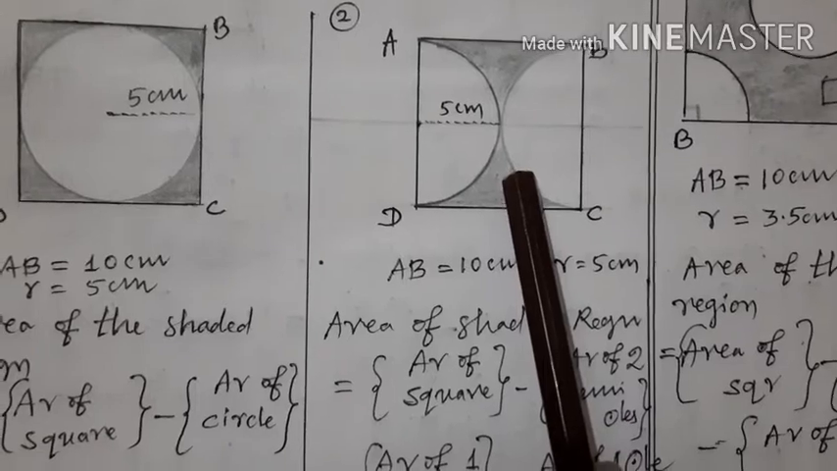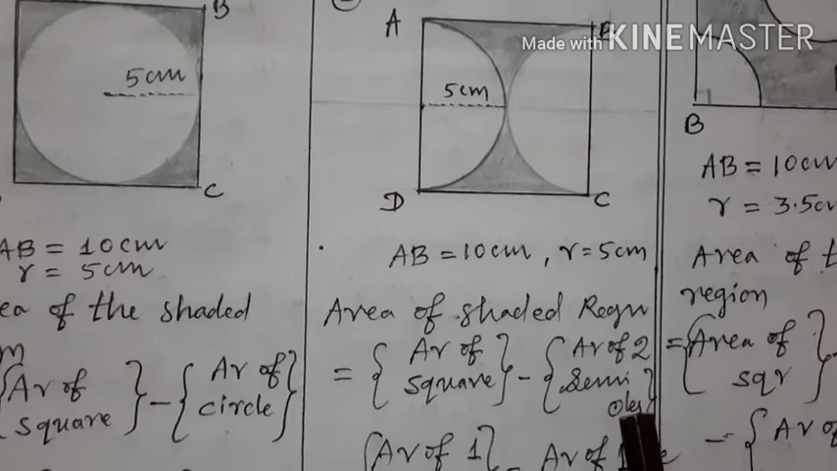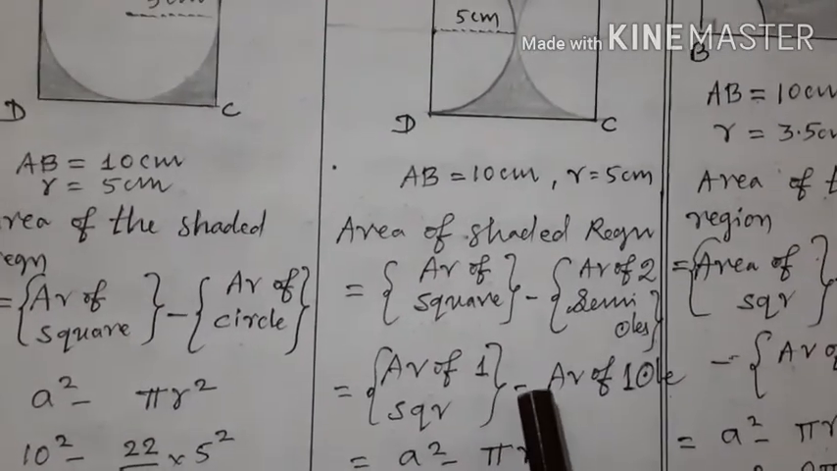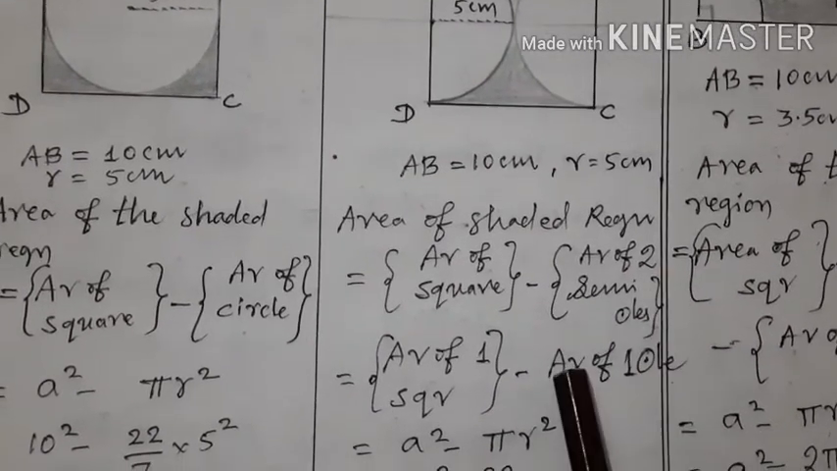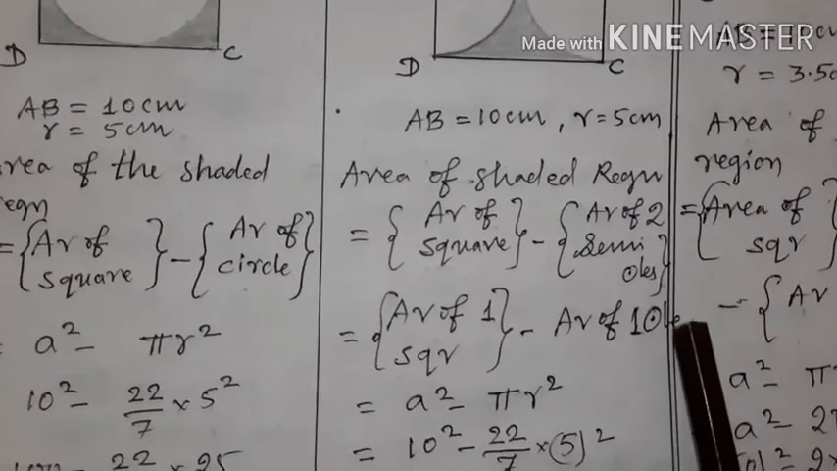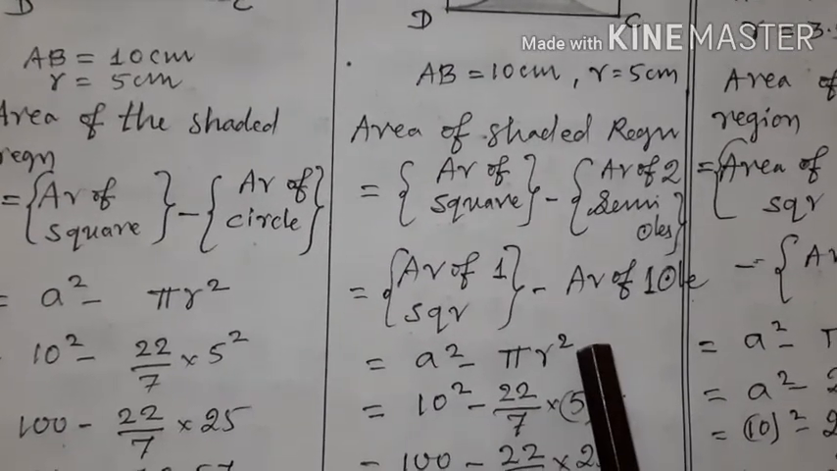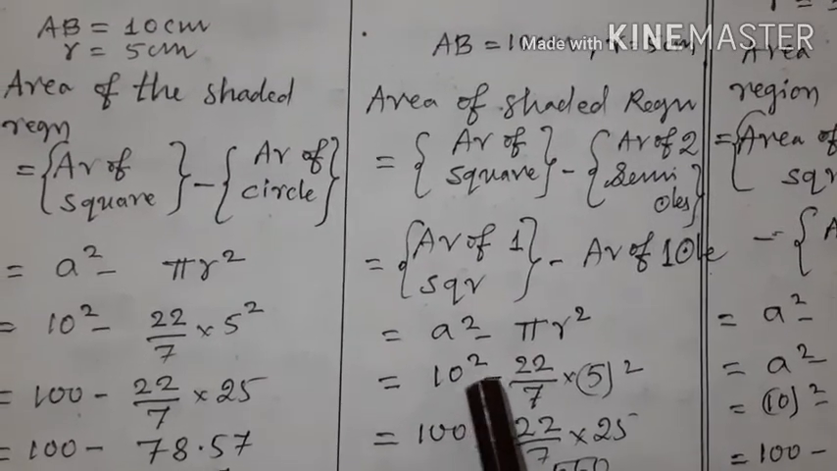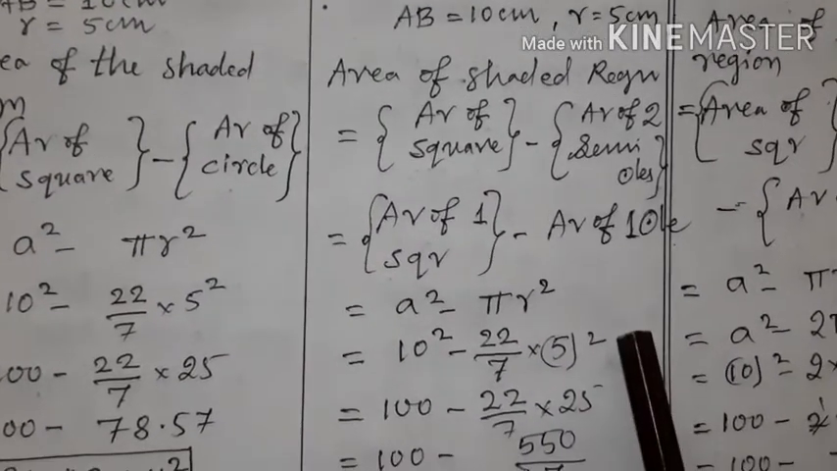Area of the shaded region is area of square minus area of two semicircles. Area of one square is a square, and minus area of two semicircles. Area of two semicircles makes the area of one circle. Area of one circle formula is πr square. Therefore a square minus πr square. Here a is 10 centimeter, that's why 10 centimeter square minus 22 by 7 into radius 5 square.